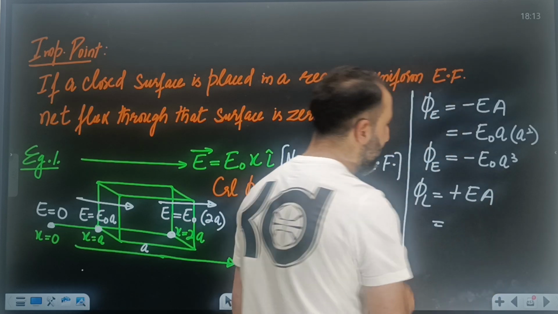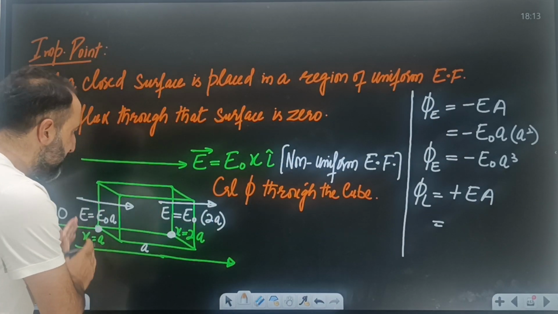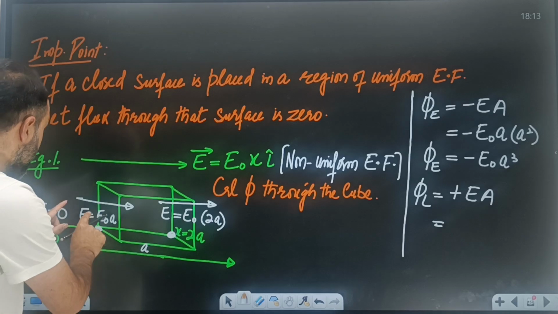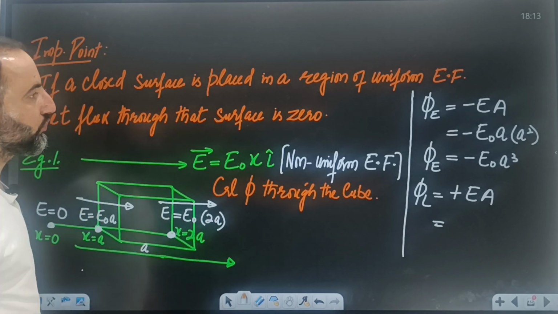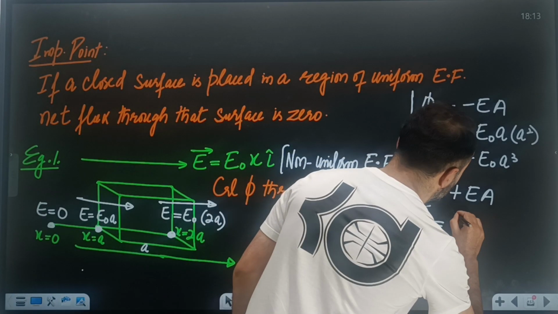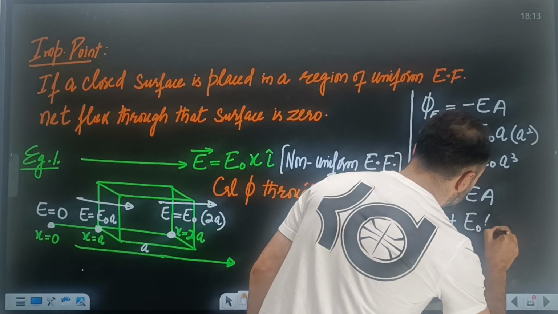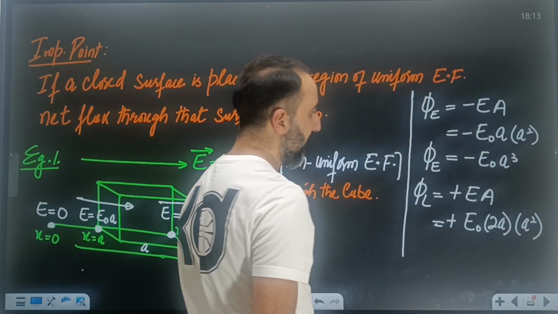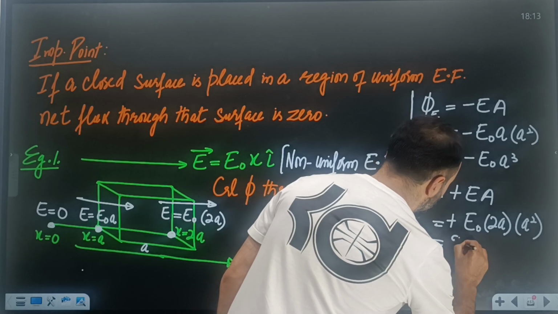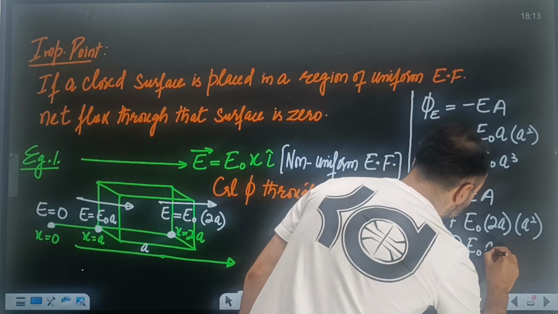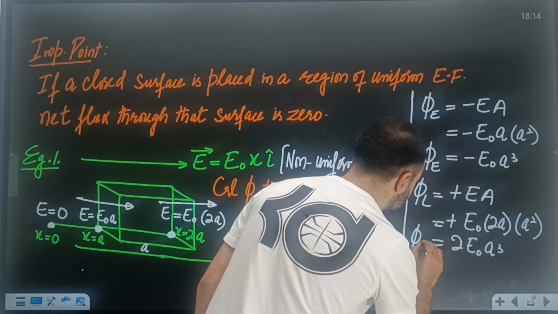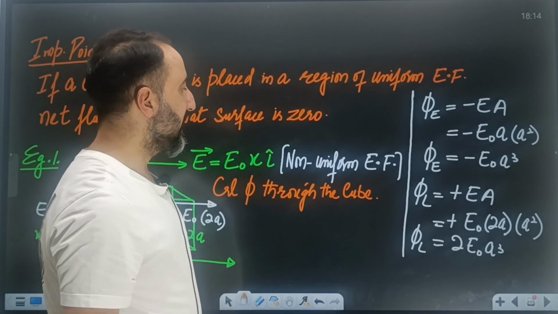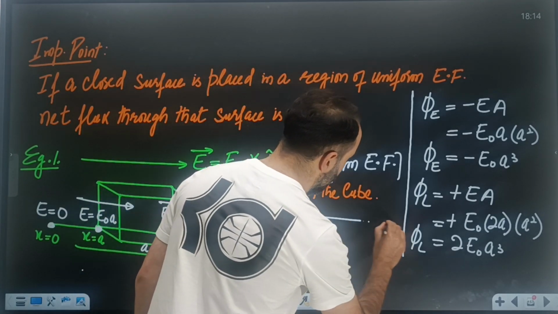Now look at the electric field there. The electric field at this point and this point is not the same. Here the electric field is E naught a, here it is E naught into 2a. So the electric field will be E naught multiplied by twice a. What about the area of the square? That's a squared. So the electric flux here will be twice E naught multiplied by a cubed. This is flux leaving. Okay. Now the net flux here I will write it down.